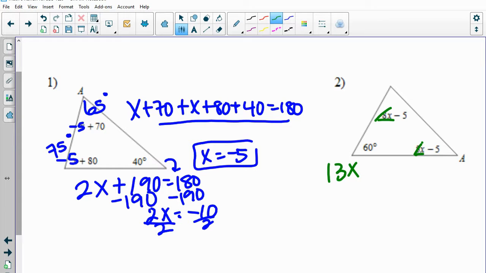Now let's look at our numbers. Make sure you look at their sign. We got negative 5, negative 5, and 60. What's negative 5 and negative 5? Negative 10 plus a 60 would be a 50. Good, so you could jump right to this, or if you want to write them all out, that's great. But you can certainly combine those like terms here and make it a little bit easier on yourself, and then you can solve. Minus the 50, divide by 13. Get your x and plug it in.